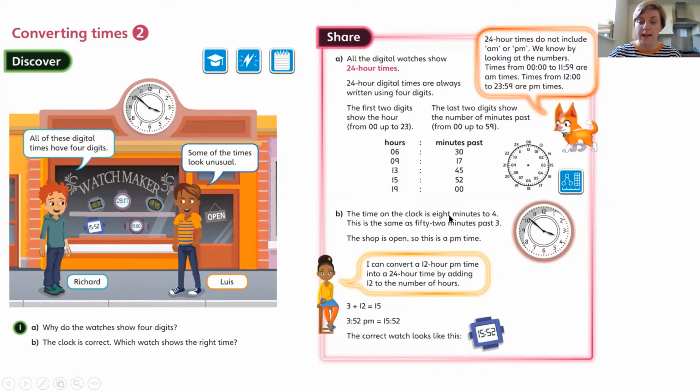Okay? Now, for B, we were asked which watch is correct to match the clock here. Now, the time on the clock is 8 minutes to 4. That is the same as 52 minutes past 3. If I go around and count, that's 5, 10, 15, 20, 25, 30, 35, 40, 45, 50 minutes past, and then 1, 2. So 52 minutes past 3 o'clock. The shop is open, so it's a PM time. Now I can convert a 12-hour PM time into a 24-hour time by adding 12 to the number of hours. So it was 3:52. If we add 12 hours onto those 3 hours, we get 15. So it's 15:52. So the correct watch looks like this, 15:52, and it's this one just here. Okay?